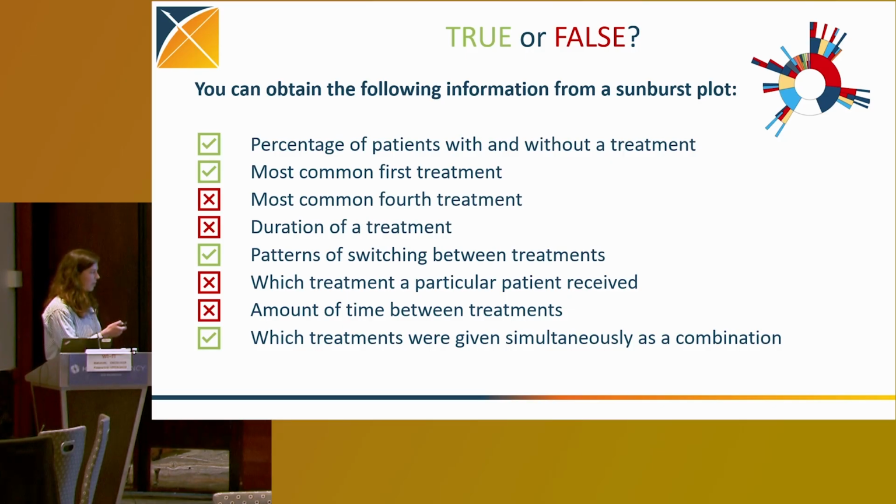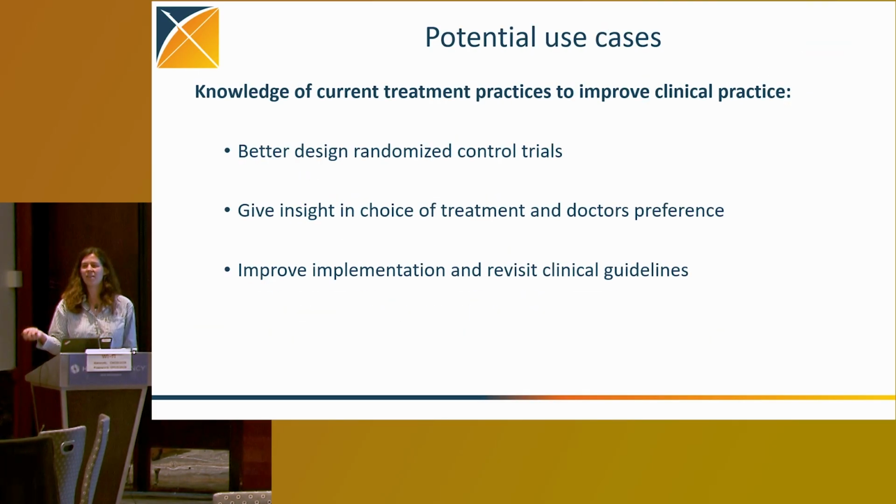So, given you all passed this test, I'm already very happy because it's very important to be able to read these plots properly if we're doing these analyses. So, just to link it back to what we can actually learn from it at a slightly higher level: using these treatment pathways and reading the sunburst plots, we can infer what is happening in current treatment practices. We can use this information to, for example, better design randomized controlled trials, because only if we know which treatments are being used, we can define good comparators in randomized controlled trials.